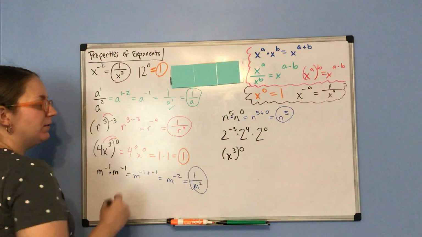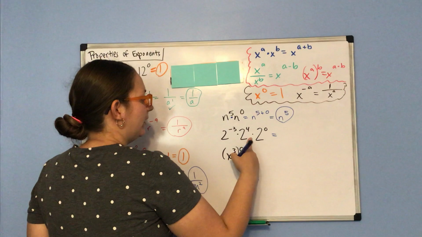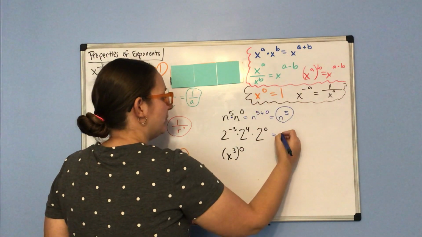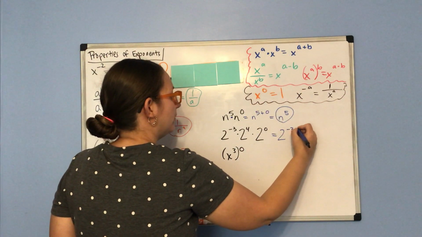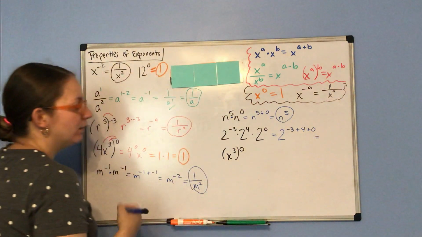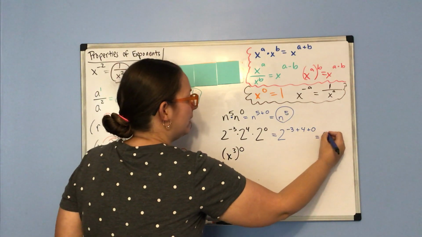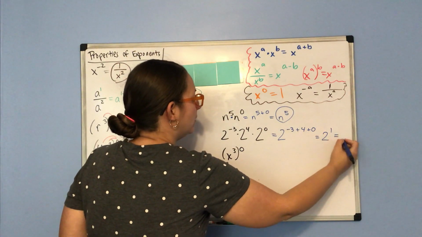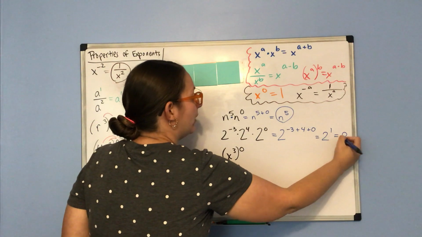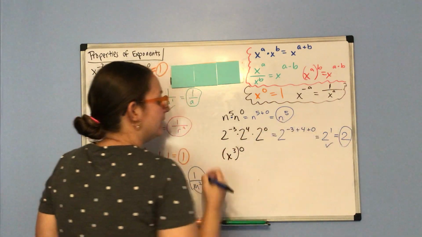More multiplying stuff together. So I'm multiplying all these, so that means I'm going to add all those exponents. So I'm thinking -3 plus 4 plus 0. -3 plus 4 is 1, plus 0 is 1. So I get 2 to the 1, which would be a perfectly fine answer, or I get 2. Either way is fine. I'd be happy with this or this.